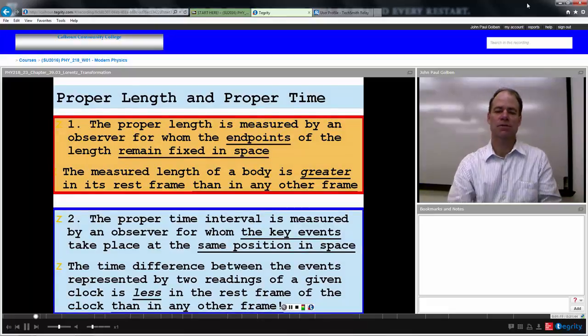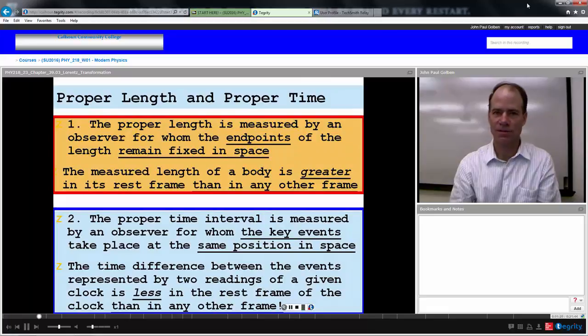The time difference between the events represented by two readings of a given clock is less in the rest frame of the clock than in any other frame. Those are your rules.